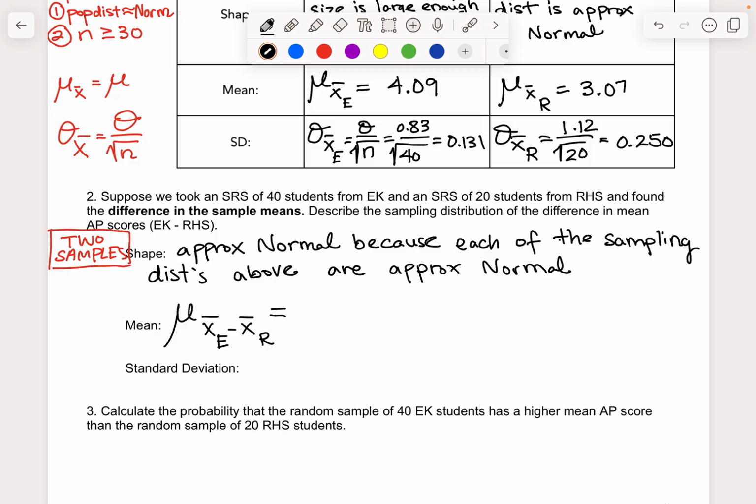Where is that new sampling distribution going to be centered? Well, it's going to be centered on the true difference between these two populations. In this case, it'll be centered on 4.09 minus 3.07, which is 1.02. And indeed, in your formula sheet, you have this formula, which says that the mean of the sampling distribution of the sample difference is just the true difference of the means.